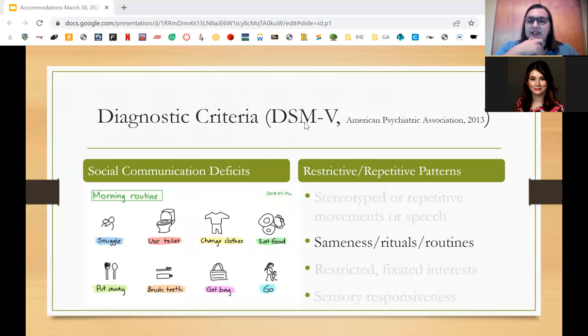Sameness, rituals, and routines deals with the adherence to sameness and rituals and routines. Often individuals with autism will have a very specific way they go about lots of things they do. And for some people, that's most or everything that they do. They may have particular clothes that they like to wear, and those are the only clothes that they will wear, or they may have a particular order of doing the steps of a routine. And the key with this one is that when the routine or the sameness or the ritual is disrupted, it's very difficult to maintain regulation.